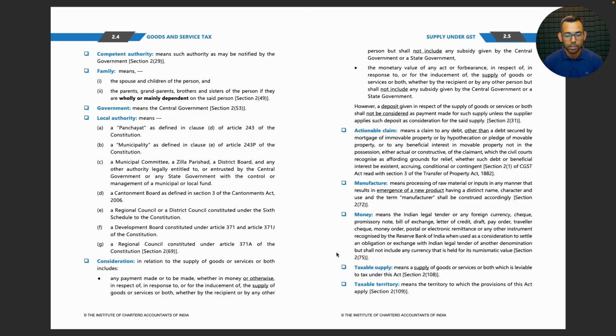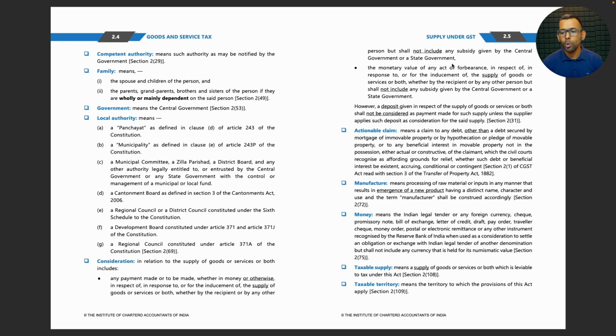So I just want to do a quick trick. Let me simply delete this pair of clauses here, in response to or for the inducement of, and then I'll just read straight away. The understanding gets a bit better. Consideration means any payment made, whether in money or otherwise, in respect of the supply of goods or services, whether by the recipient or by any other person. So simply they are saying that when I make payment from one person to another person, whether for supply of goods or services, it is consideration, but it does not include any subsidy that I received from central government or state government.